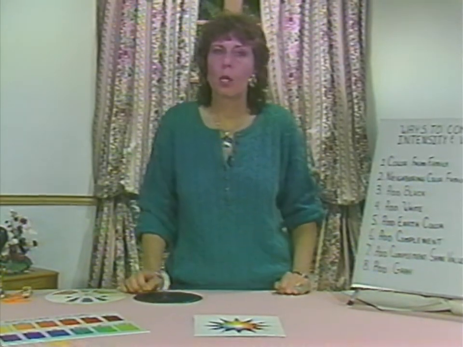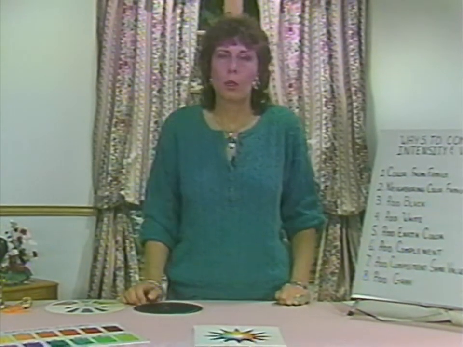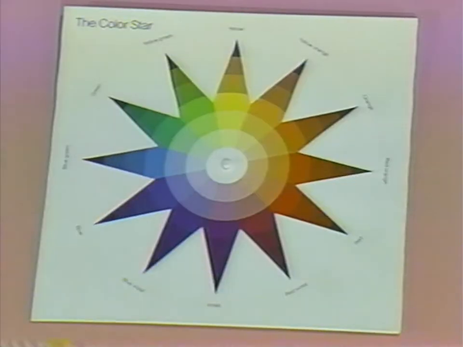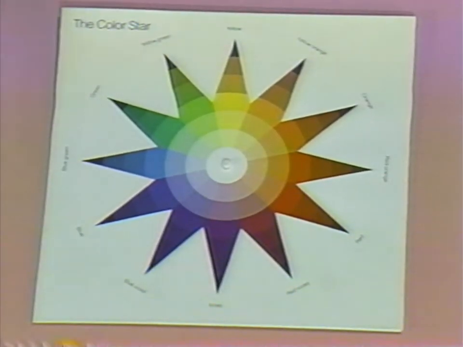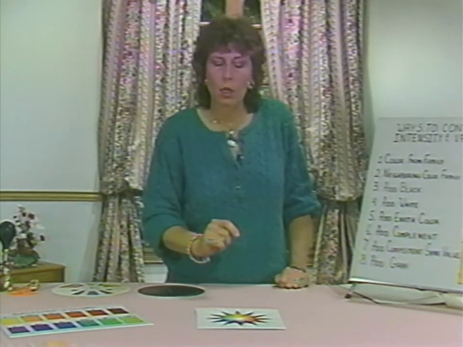The first one is monochromatic. Mono meaning one color family. For example, it could be yellow or yellow-green or blue, one color family. And because I'm only working with one color family, it becomes dominant. We're going to talk a little bit more about dominance in a minute.